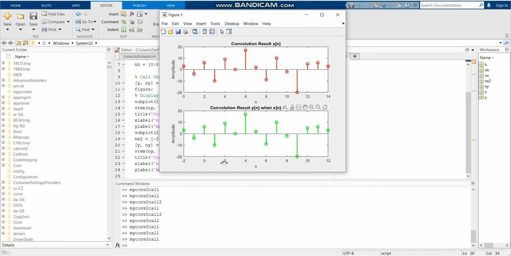The convolution result of this shifted x and h is computed again using myconv2, producing a new y and ny. This result is then plotted similarly to the first subplot but with a green stem plot. Both subplots are titled convolution result y of n and labeled with appropriate axis titles for time n and amplitude.